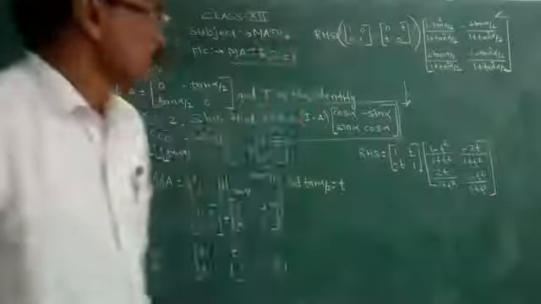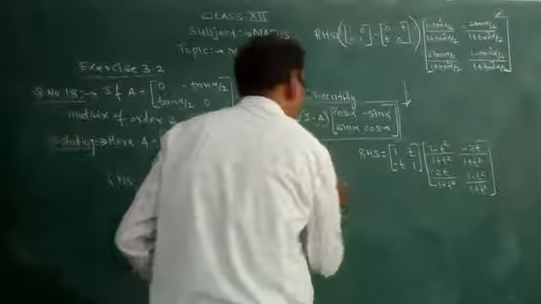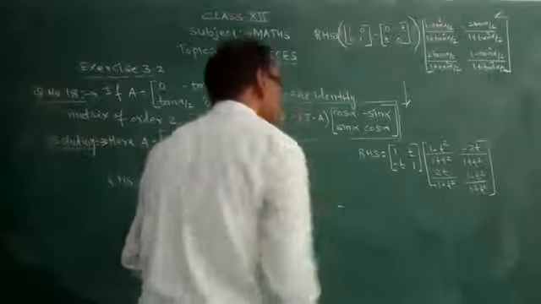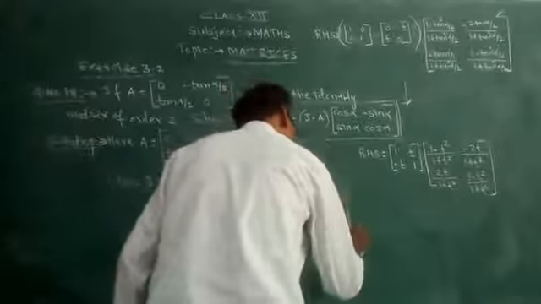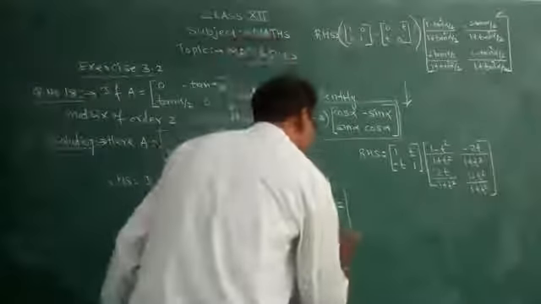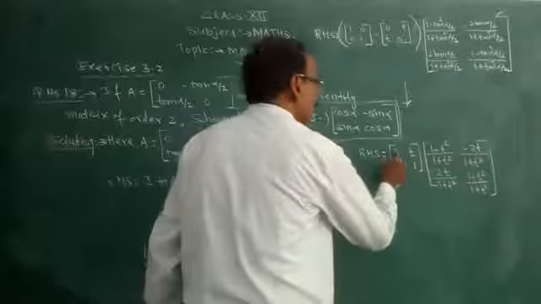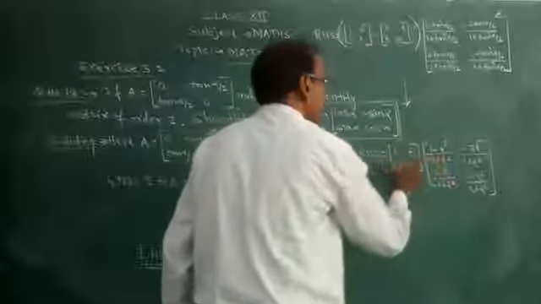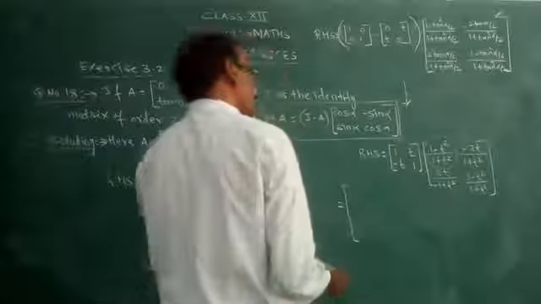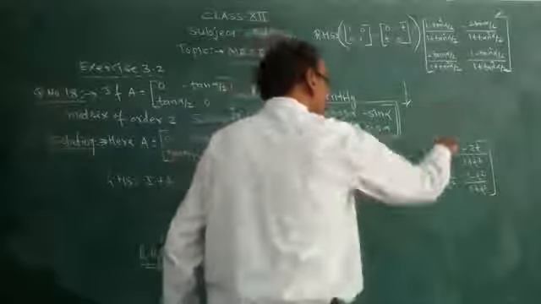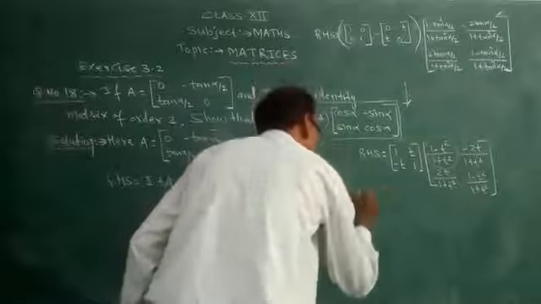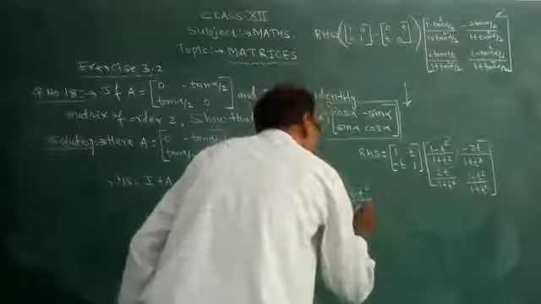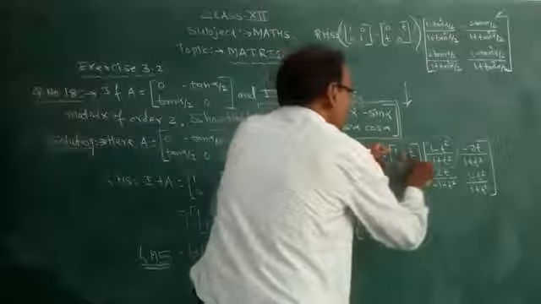Okay, now this is equal to, we take the product of two matrices. One into this, then t into this. You have to add first row, first column: 1 into this will be 1 minus t square upon 1 plus t square. First row, first column.